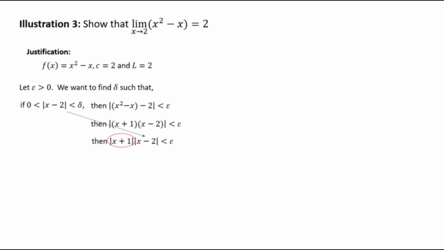So this is different from example number 2, since this one is not constant, unlike this one. Otherwise, we could just define delta as epsilon divided by that constant. But as we said, this one is different. So what should we do now?